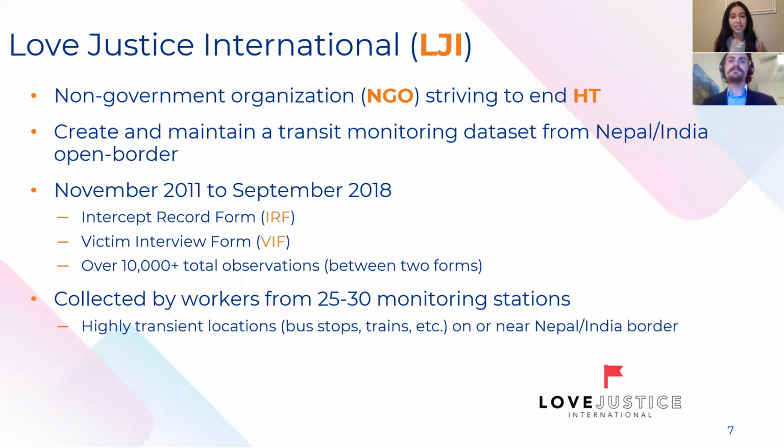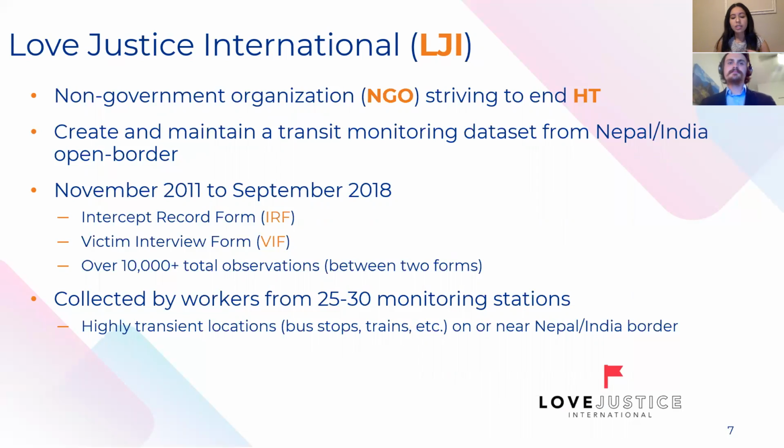So a little bit about Love Justice International. We will refer to it as LJI going forward. It's a non-governmental organization that combats human trafficking through transit monitoring methods. They focus on preventing human trafficking by placing trained personnel at key transit points to identify people who exhibit signs of potentially being trafficked. They operate in about 15 countries, but we focused on the Nepal-India border, and they actually create and maintain a data set from that border, and we have data from 2011 all the way to 2018. And this data is in the form of IRFs and VIFs.